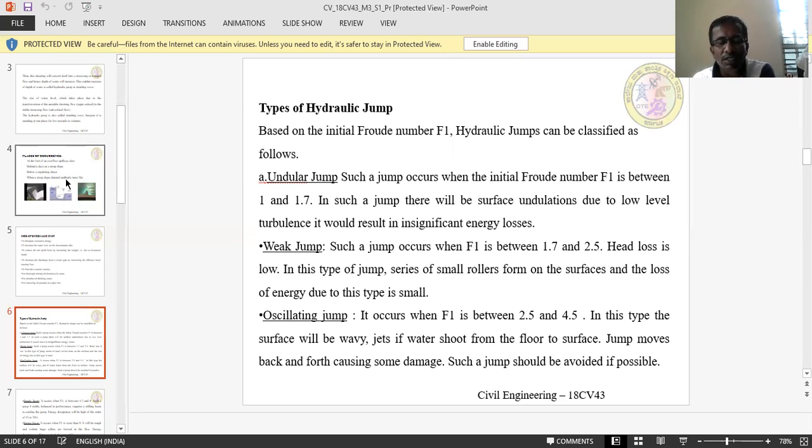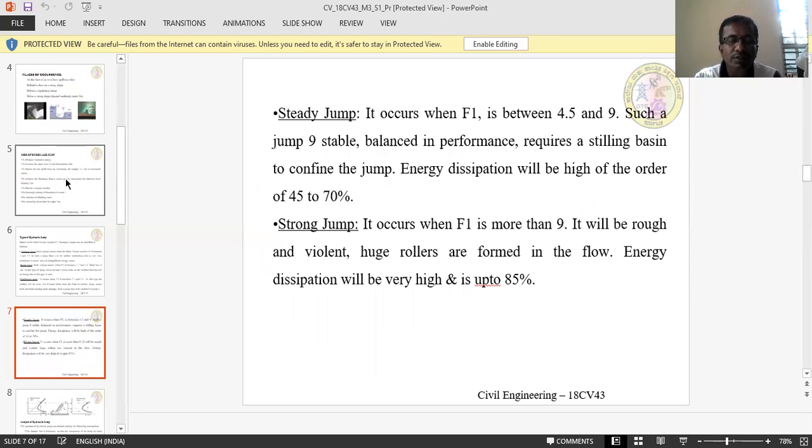Oscillating jump: it occurs if F1 is between 2.5 and 4.5. Usually this classification is made on the basis of the F1 value. In this type the surface will have waves. The water shoots from the floor to the surface, and the jump moves back and forth causing some damage. Such a jump should be avoided, because if this type of jump occurs, it may damage the structure, the bottom itself. So try to avoid this one.